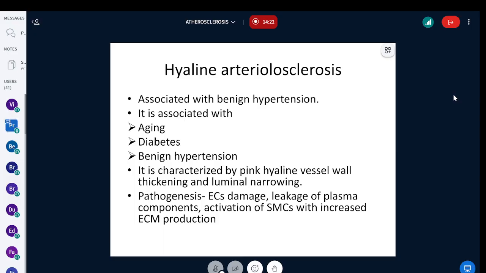So in hyaline arteriolosclerosis, you begin with endothelial cell damage, then you have leakage of plasma proteins coming from the blood that is within the blood vessels, and then you have activation of your smooth muscle cells that are usually in the media. These smooth muscle cells now lay more extracellular matrix, and this results in the thickening of your blood vessel. And then, of course, when your blood vessel becomes thicker, you're going to have narrowing of the lumen.